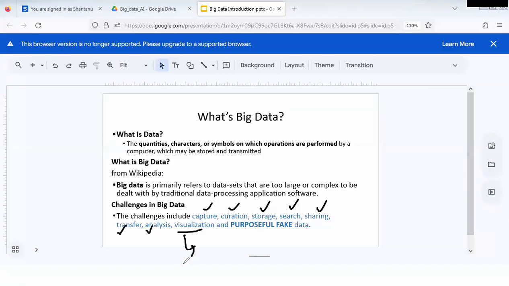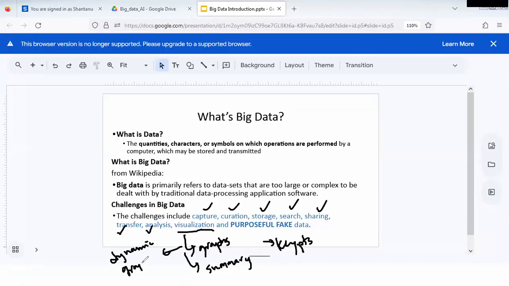There will be manager, there will be some high level team who would always like to have some kind of understanding using some visualization, maybe some graphs. Maybe they would like to have some kind of a summary, or let's say they would like to have some key points. Okay, like this. So all this is under visualization. They want to have graphs which are dynamic graphs which are changing. Or they would like to have continuous monitoring. Okay, graphs which are coming continuously and all that. So that is another kind of visualization you can have.